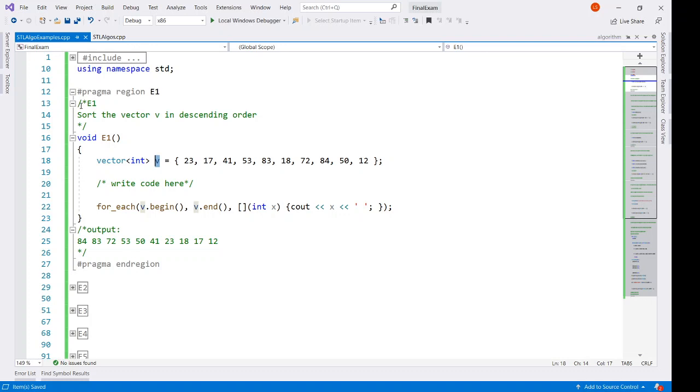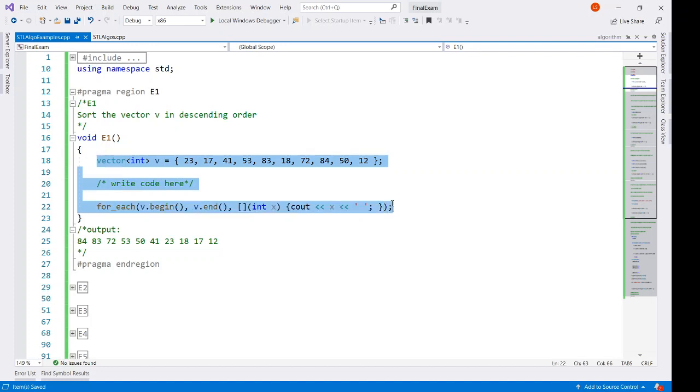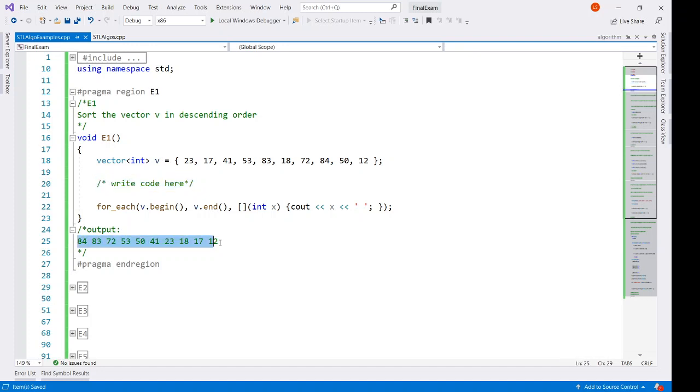So in these examples, we'll have this statement as the problem statement. There will be some code that will be given, and we are expected to write some code. The output is also given. For example, in this case, the output should be the vector elements ordered in descending order. So how do we achieve this output? And in most examples, we shouldn't be changing the code that's already written.